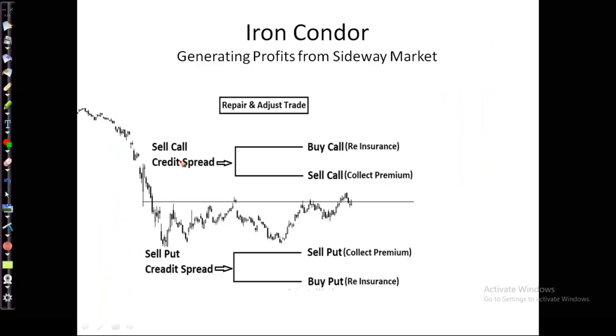So how does it look? Now we can see an example. Let's say price is running in a range, and right now price is near this resistance line. So we select two boundaries, this is the lower boundary and this is the upper boundary. We sell a call option, and after that we buy a call option. When we sell a call option and buy a call option, this is called a sell credit spread. We apply both of them. After that, we sell a put and buy a put at the lower boundary. All right. Once we place our order, how does it look?